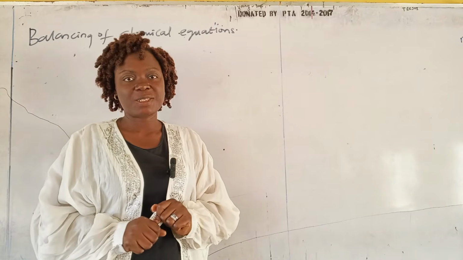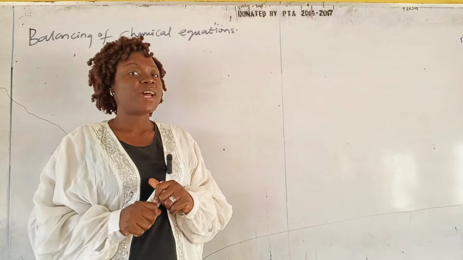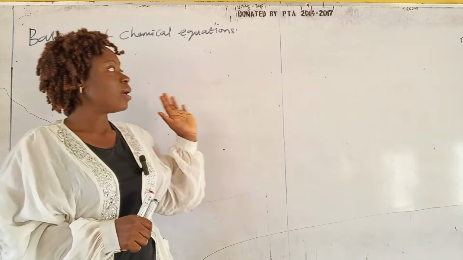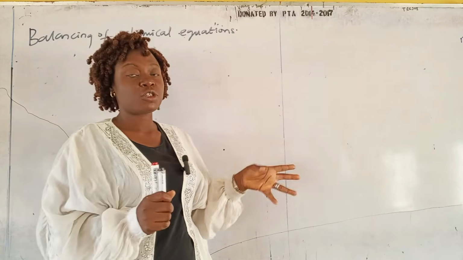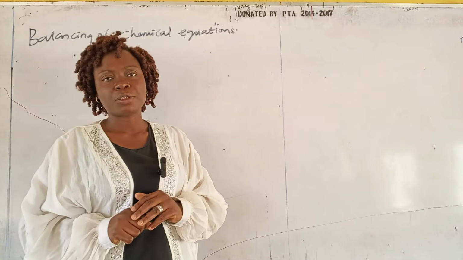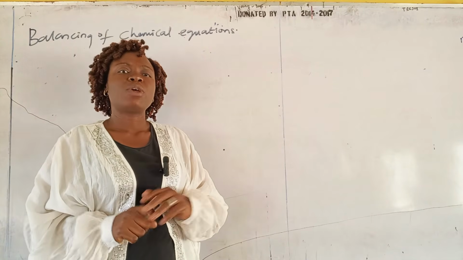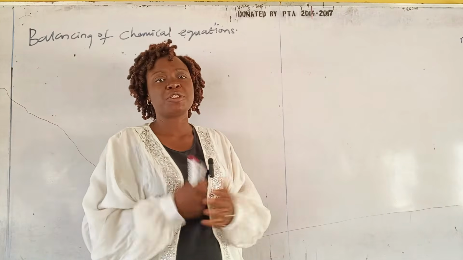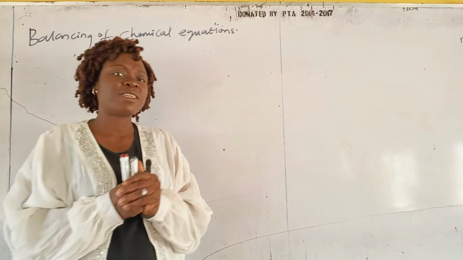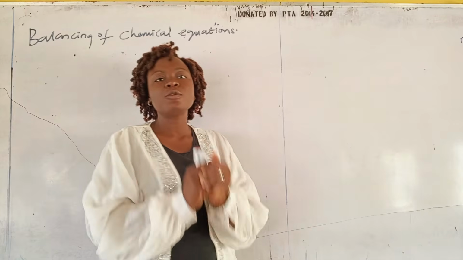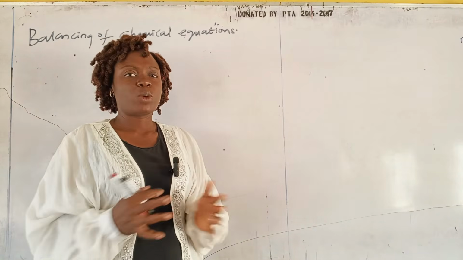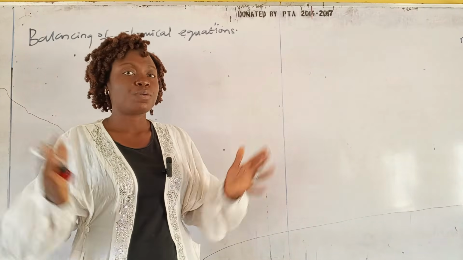Welcome back to classroom. So right away we'll be talking about balancing of chemical equations. Chemical equations are representations of chemical reactions, yes. And we have different types of chemical reaction. We have the neutralization reaction, precipitation, decomposition, displacement reaction, even combination reaction. And we have to balance such reactions.